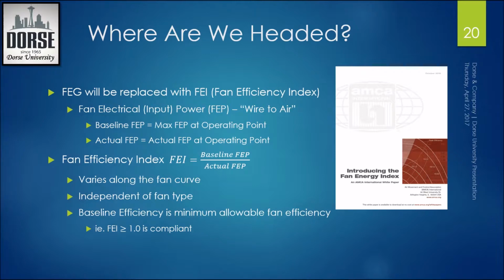So now exemptions won't need to be made for powered roof and wall ventilators, and it will allow all fans to be judged according to where they should be operating against the baseline. The requirement would become as simple as the FEI must be greater than or equal to 1.0, or as we were mentioning earlier, for those stretch goals, maybe it would be 1.2.